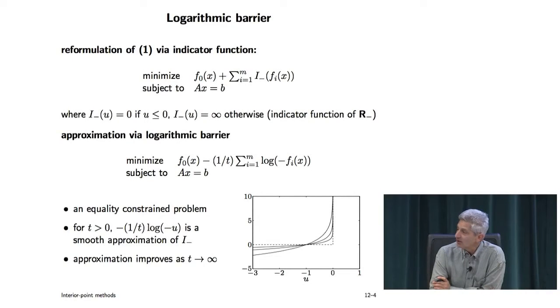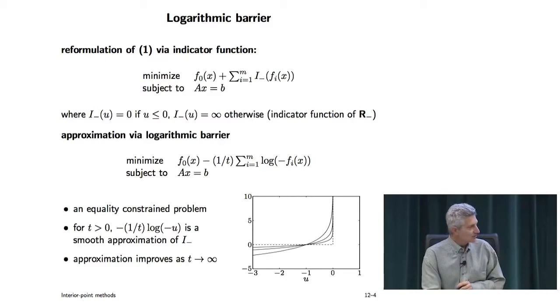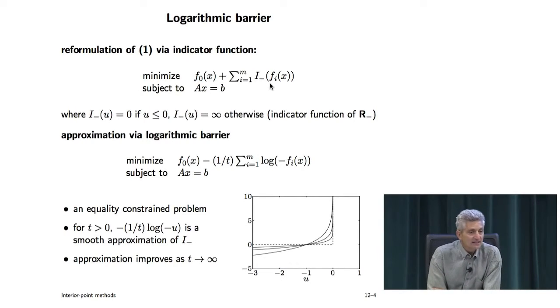We've already seen the log barrier, but the key is to start with your original problem and do something really weird. We're going to take the inequality constraints and put them in the objective. What we're going to do is take I minus, that is the indicator function of R minus. So that's a function that looks like this. It's 0, and then it goes to plus infinity if you go positive.